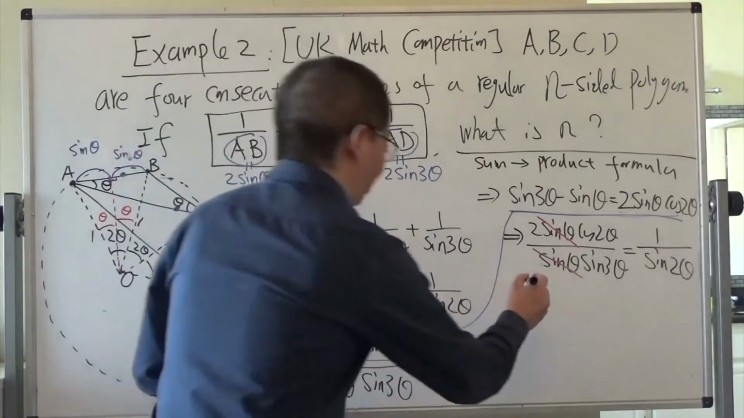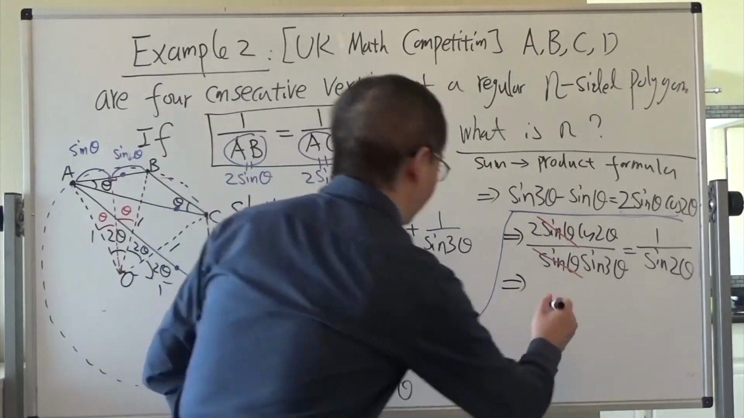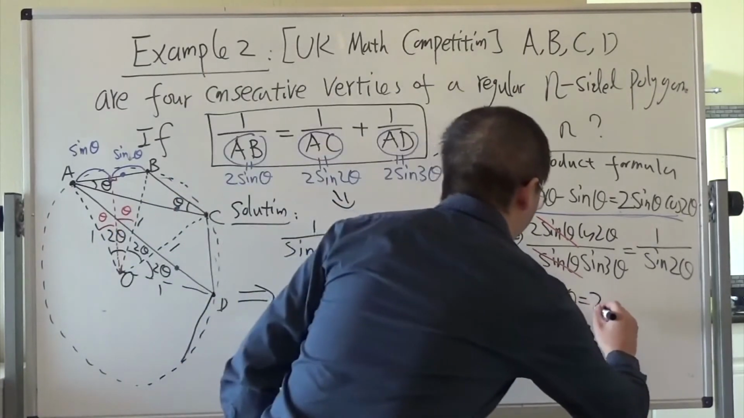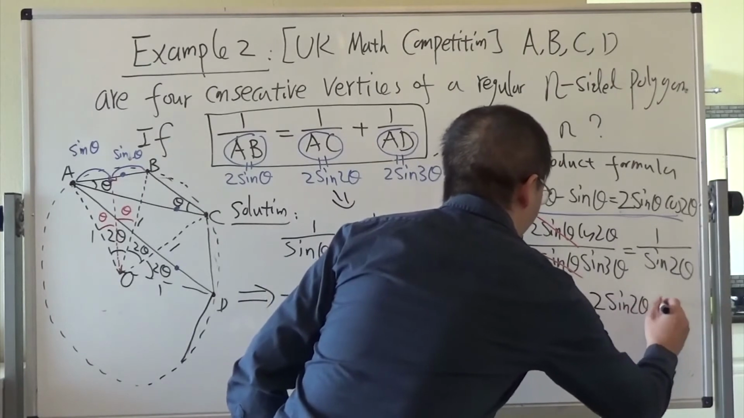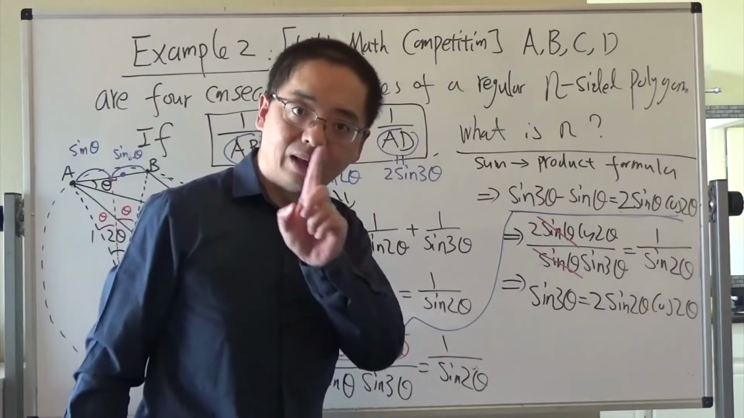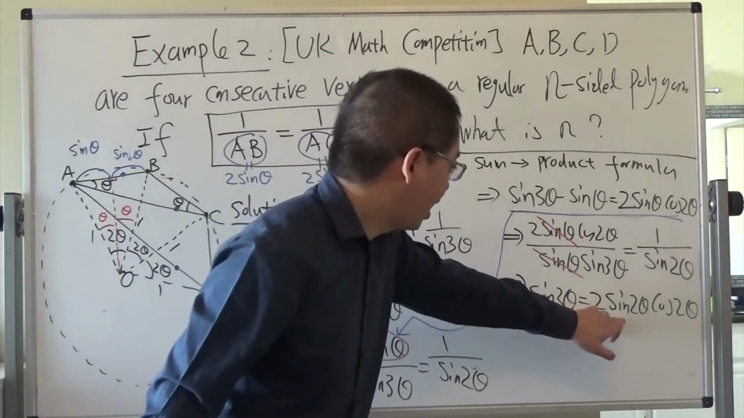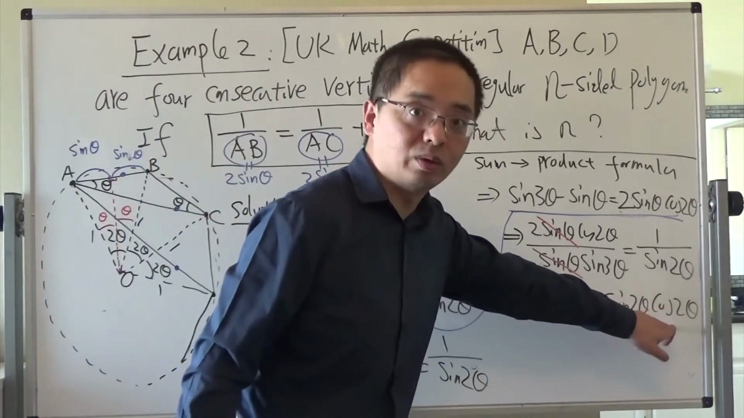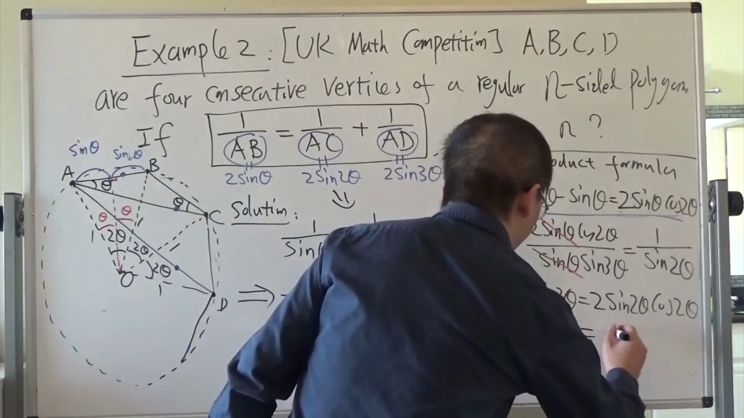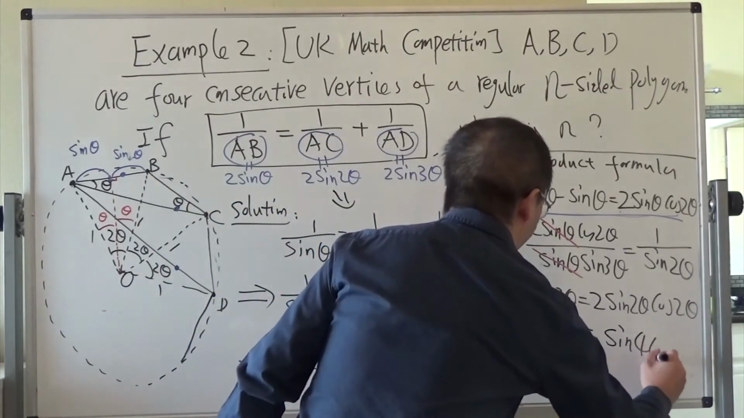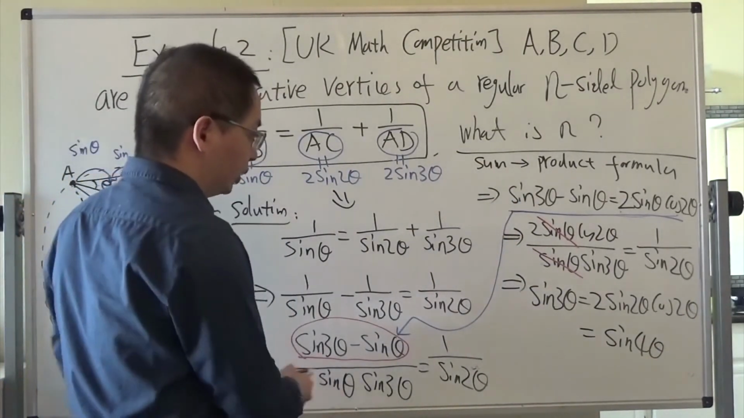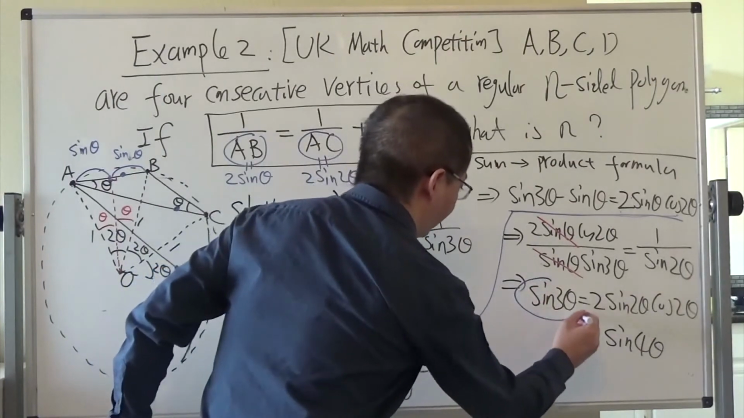Since sine theta is not 0, from here we derive sine 3 theta equals twice sine 2 theta times cosine 2 theta. And then we apply the double angle formula: 2 sine 2 theta times cosine 2 theta is sine 4 theta. So we apply this, and this one equals sine 4 theta. Now what we get is sine 3 theta equals sine 4 theta eventually.